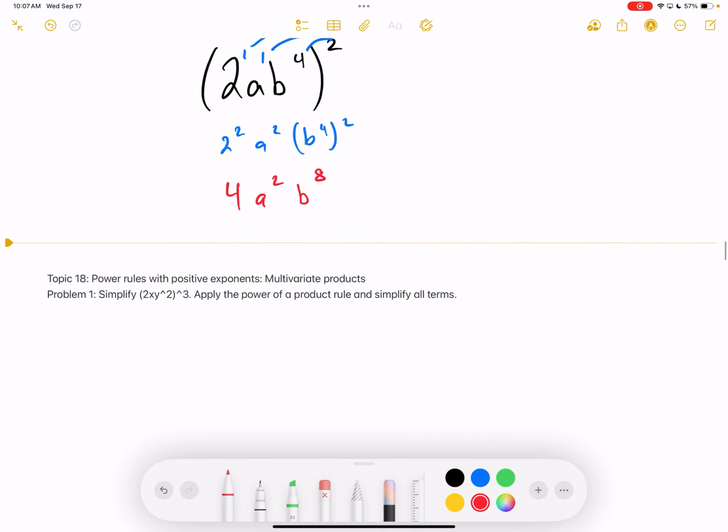All right, so I'll ask my trick question again. How many exponents are inside this one? There are 3. So I'm going to take this 3 times all these. So it would be 2 cubed, x cubed, and y to the 6. So it would be 8x cubed, y to the 6.